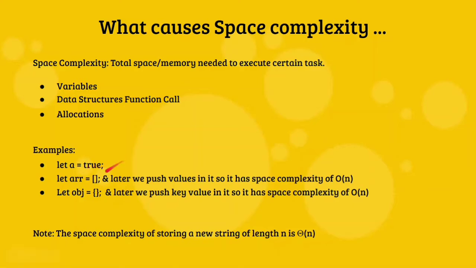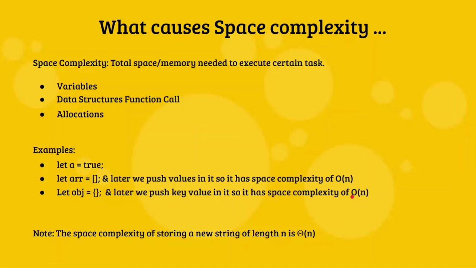But suppose we are declaring an array and we don't know how much will be the length of the array, based on an input. At that time, space complexity will be O of n as we keep on pushing values into it as per our input. Then we have an object. For an object, again, we keep on pushing key value pairs into it and we don't know how many keys and values it will contain. So again the space complexity will be O of n.